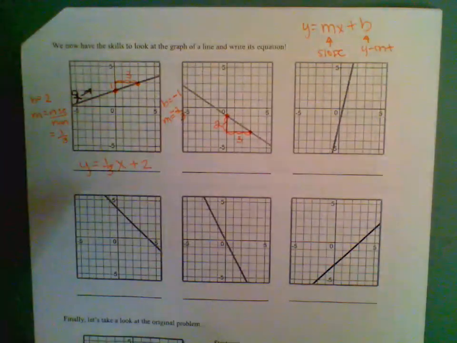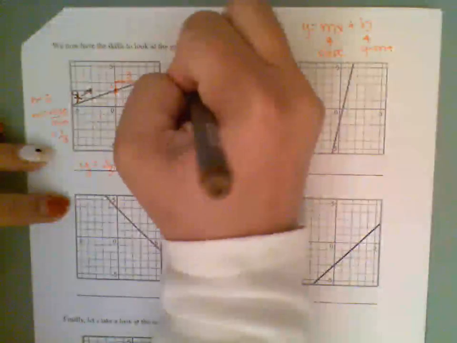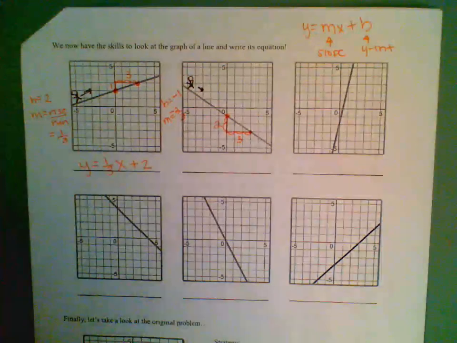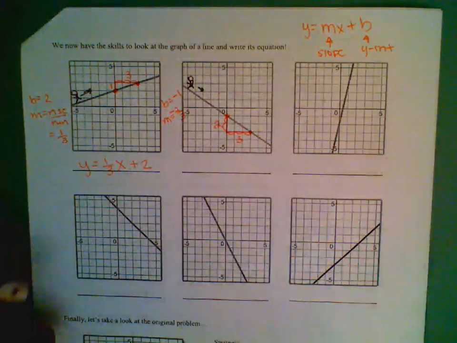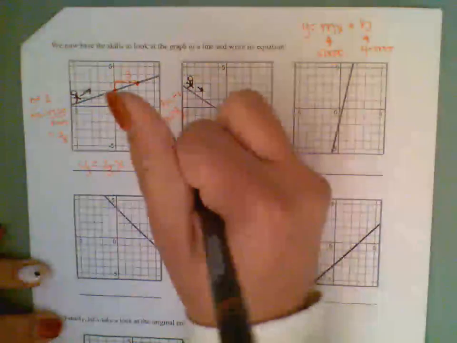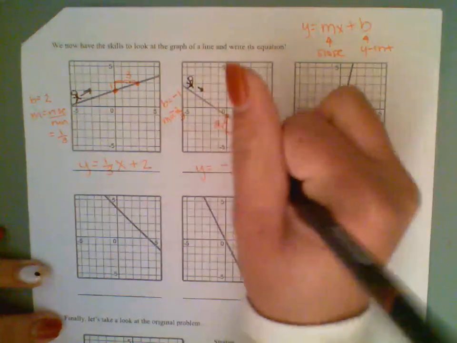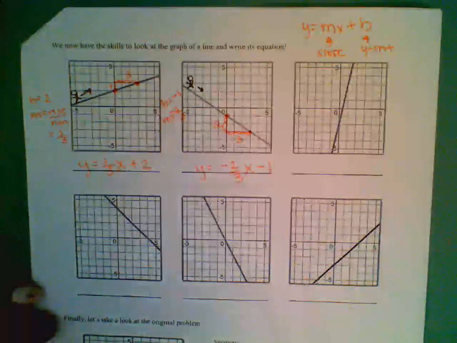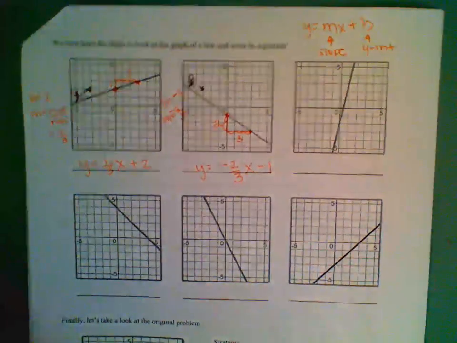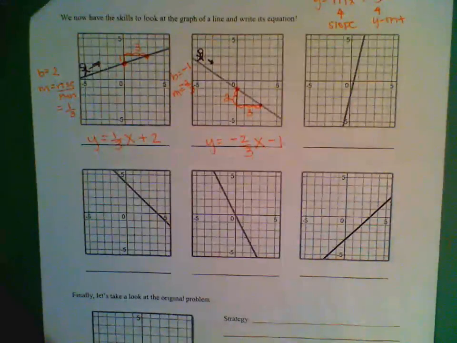And again, your person always starts on the left, so when he starts walking, he's going to tumble downhill. So y equals a -2/3x minus 1. Okay, I want you to try these other ones on your own and check your answers on Canvas.